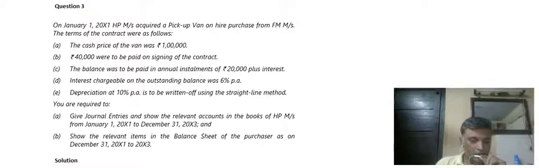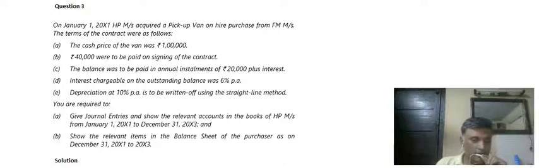You are required to give journal entries and show the relevant accounts in the books of HP Messrs from 1st of Jan X1 to 31/12 X3 and show the relevant items in the balance sheet of the purchaser for the 3 years X1 to X3. So it is very clear, we need to pass journal entries, then prepare ledger accounts for the 3 years period and show the balance sheet for the 3 years. Okay. So these things are important.